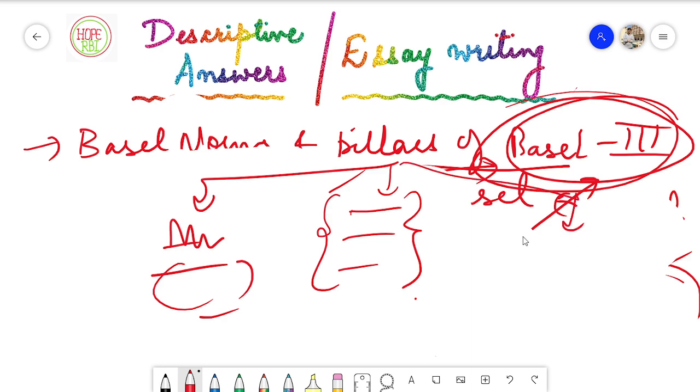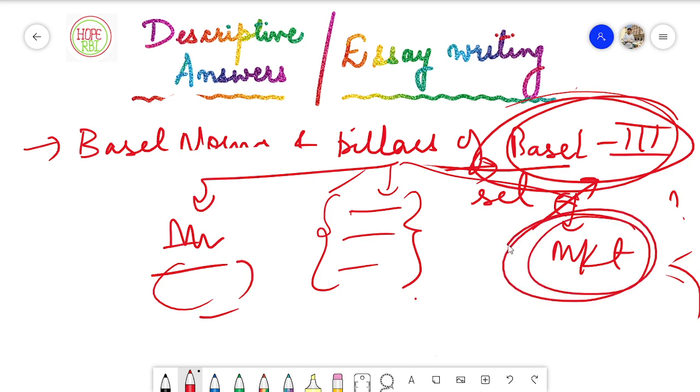The third pillar that you might encounter is market discipline: how the market actually works, and with respect to that, how the banking entity is working according to the norms given in Basel 3. All of these things you can explain very well. The body should focus more on Basel 3, because this is specifically asked in the question. That is why you need to focus more on that.